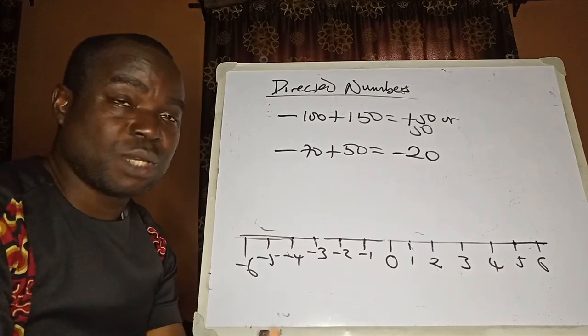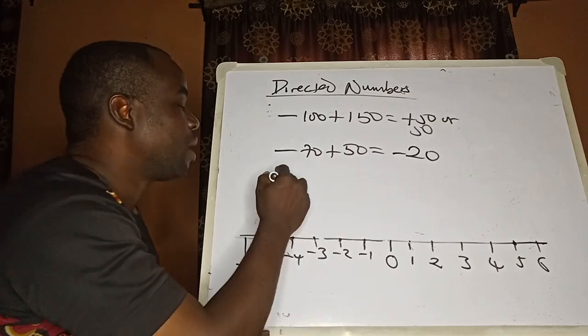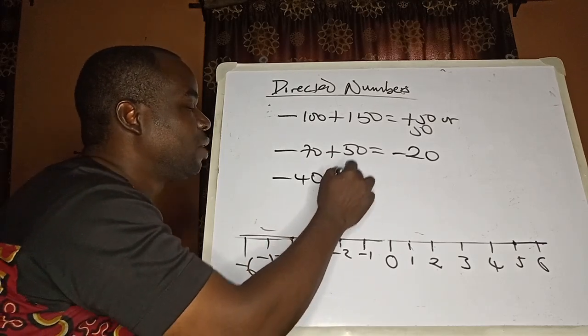So you have to use money so that you don't make mistakes. Now look at this one. Let's look at minus 4, minus 40, minus 60.